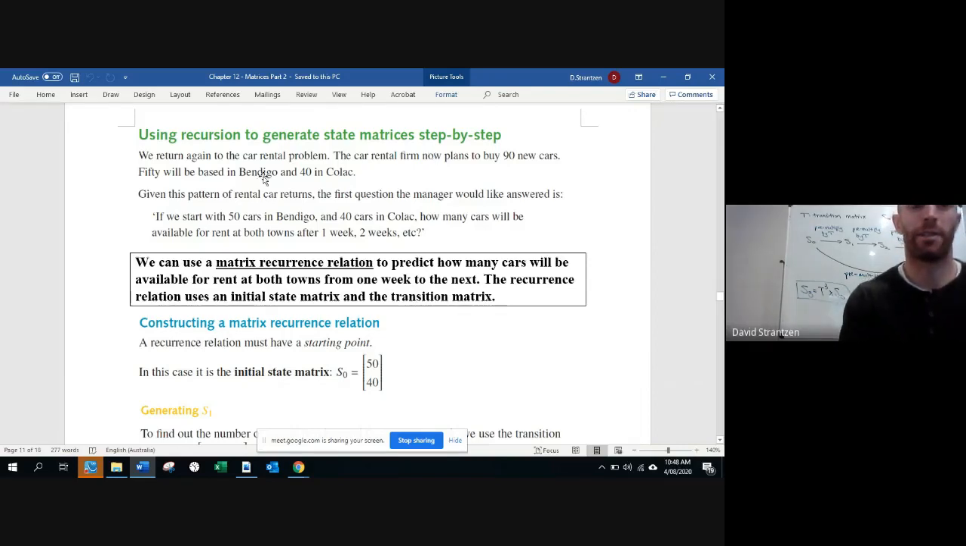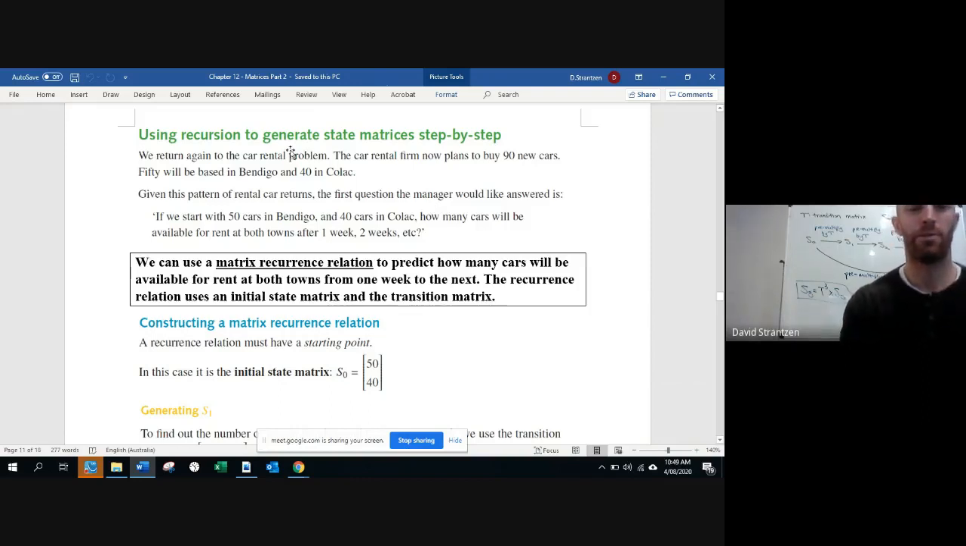So we're going to return to the car rental problem. This has been a situation that we've used all through exercise 12C. We've got the rental firm with two branches, one in Bendigo and one in Colac. And the car rental firm is now planning to buy 90 new cars. So they're going to put 50 of them in Bendigo and 40 in Colac. And what they want to know is if we start off with the 90 cars balanced out in that way, 50 in Bendigo and 40 in Colac, how many cars will be at each location after 1 week and then after 2 weeks and so on.